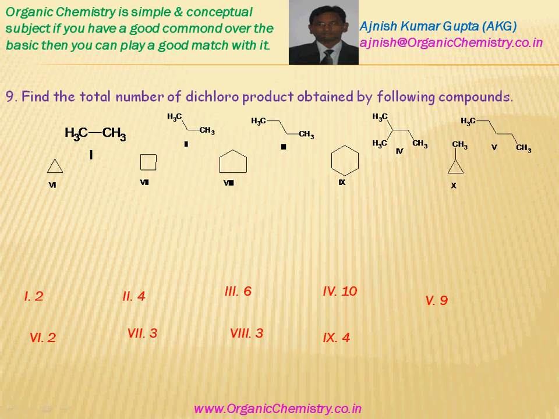In case of methylcyclopropane, the answer is 5. 1,1, 1,2, 1,3, along with 2,3 and 3,3. If I say 1, 2, 3, don't think about nomenclature. For simplicity, I have taken 1, 2 and 3. This is 1,1, 1,2, 1,3, along with 2,3 and 3,3. So the answer is 5. For benzene, it is 1,2 that is ortho, 1,3 meta, and 1,4 para.